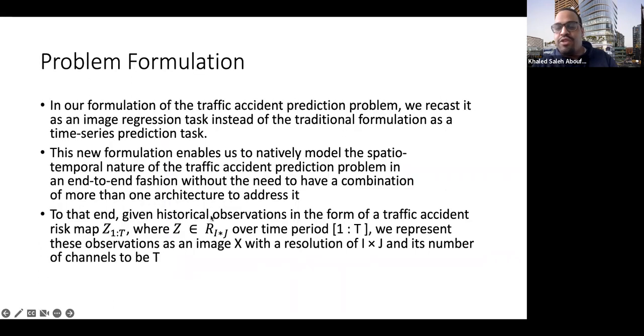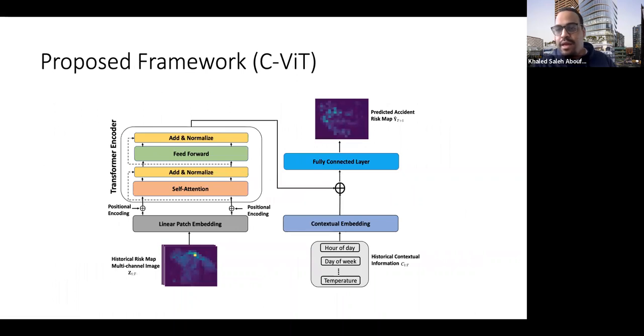So this is the formulation that we have, and here we will discuss in more detail the proposed framework. Our proposed framework is called CVIT, an abbreviation for Context Visual Transformer. This visual transformer architecture is one of the most successful currently in a number of image-based tasks in the literature, and has been achieving really superior results in a number of benchmarks. Our framework is inspired by this architecture, but the inputs and the information that we feed into it are quite different from the normal formulation for visual transformer networks.